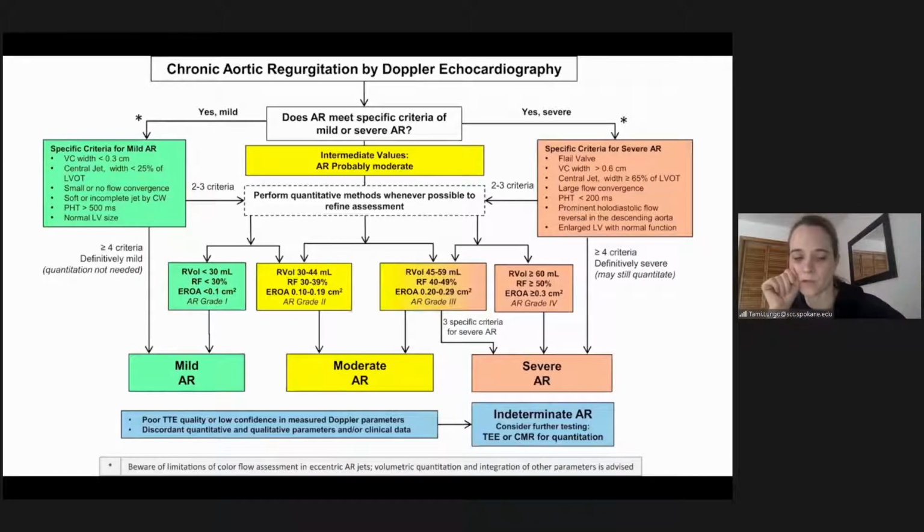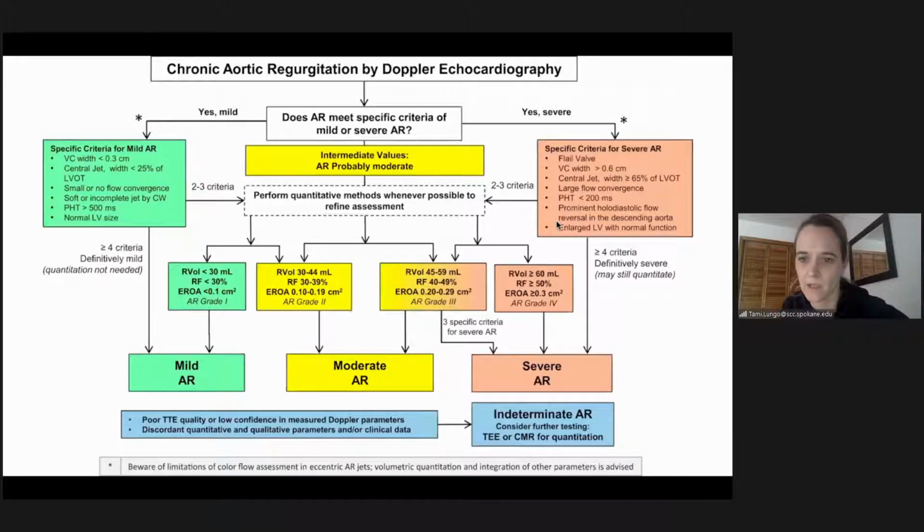But then we also look for flow reversal in the descending aorta. We'll look for it in the abdominal aorta. And there's a whole lot of factors that go in. So when I test you guys over this, my main thing is going to be to know the pressure half time. And I won't throw in the moderate there because it's not on here, so don't worry about it.